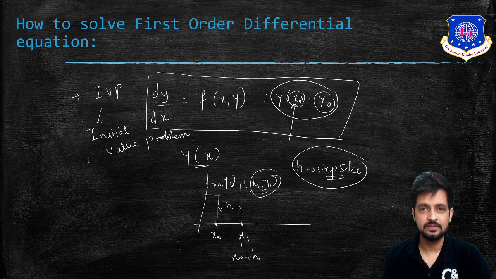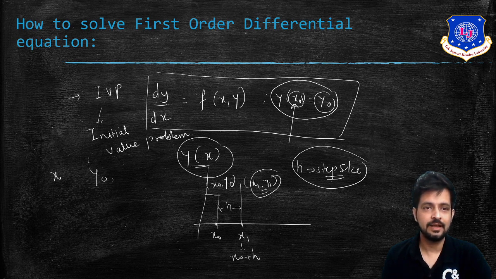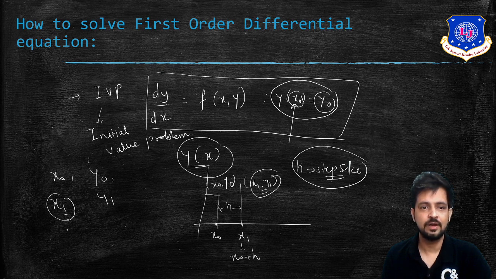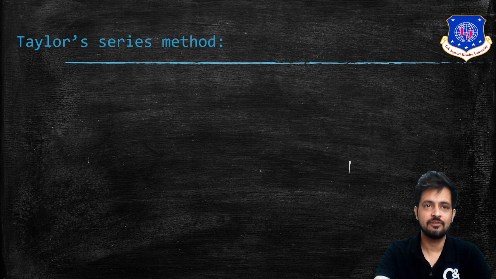These types of methods are used to find the various values of y for different values of x. For example, as I told you, Y0 and x0 will be given. So if I want to find y1, then x1 is required. If I want to find y2, then x2 is required. In this way we can find the values of y for different values of x with the help of the different methods used in this chapter. Fine, so let us start from the first method, that is the Taylor series method.